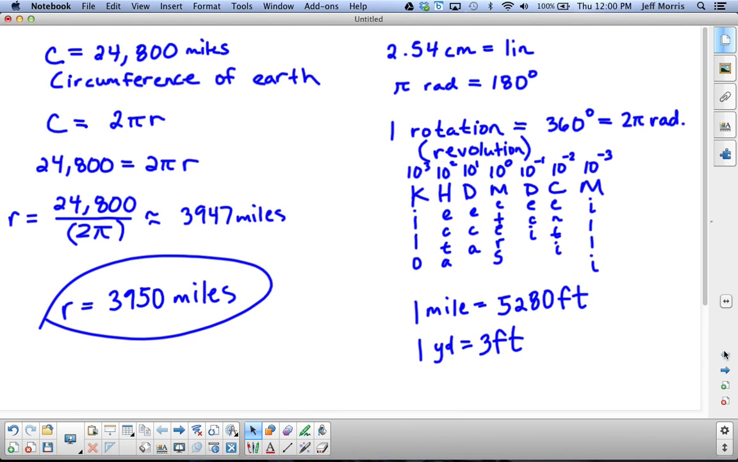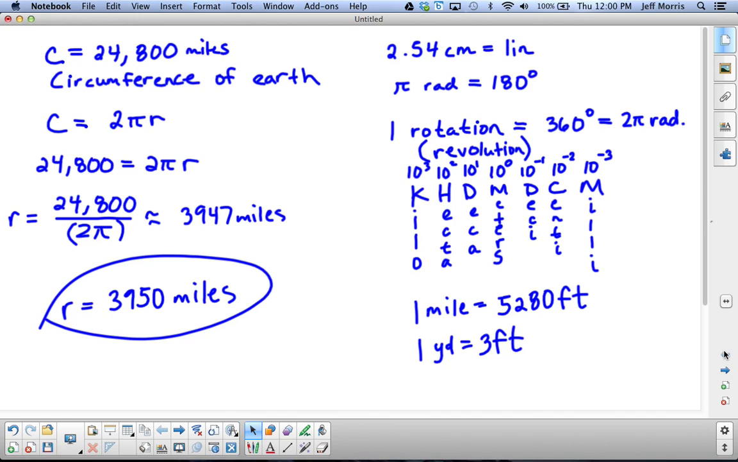Now write this down: 39,047 miles. Makes no sense. You ready? I want you to round it. Let's go with 3950. So in your homework, when they ask you to do something with the radius of the Earth, let's use 3950 for the radius of the Earth. We'll just round it. That'll be easier to remember than 3947. That is the radius of planet Earth to the core.